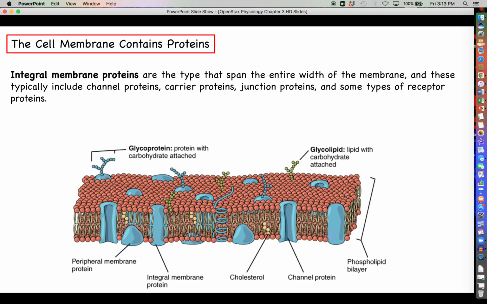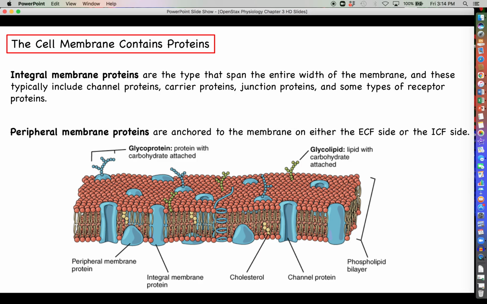The first are called integral membrane proteins. These are the types of membrane proteins that go all the way through from one side to the other. They span the entire width of the membrane, and these are usually going to include proteins that we are going to talk about a lot in this chapter: channel proteins, carrier proteins, junction proteins. And then receptor proteins are a type of integral membrane protein that is going to be exquisitely important once we start talking about cell-to-cell communication.